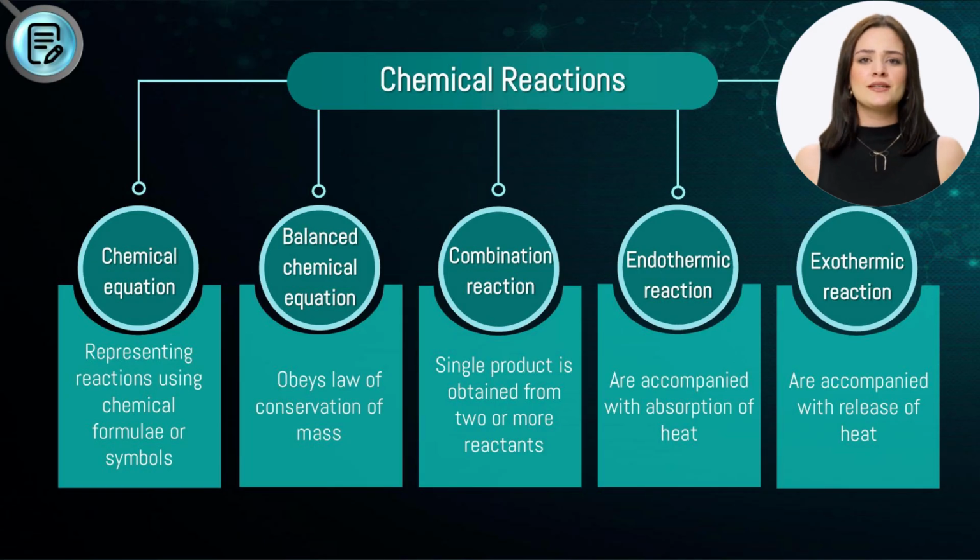This chart summarizes the main concepts surrounding chemical reactions. A chemical equation represents a reaction using formulae and symbols. A balanced chemical equation adheres to the law of conservation of mass. Reactions can be classified by how they proceed. A combination reaction yields a single product from two or more reactants. Finally, reactions are categorized by energy change. Endothermic reactions absorb heat, while exothermic reactions release heat.